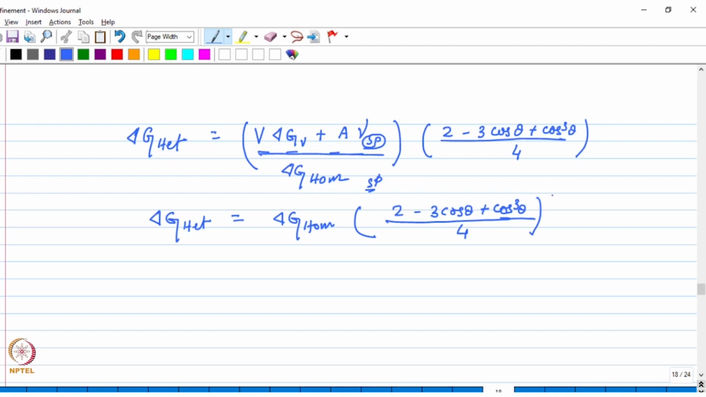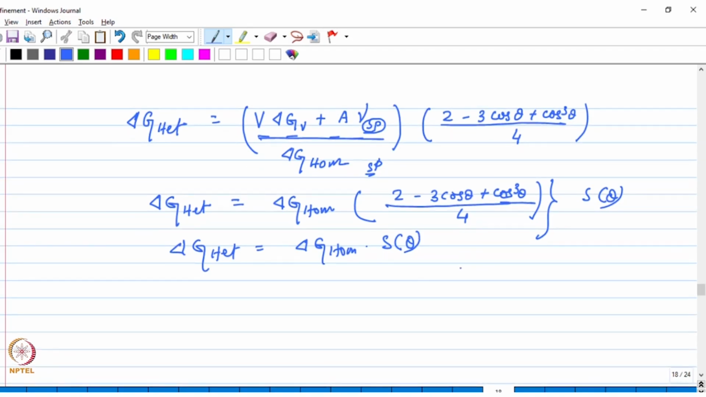So this one we can call as S theta, and therefore delta G heterogeneous becomes equal to delta G homogeneous into S theta, right? So if you plot this S theta as a function of theta, here you can see when theta is equal to 0, S theta is also 0, right? So you have a point over here.